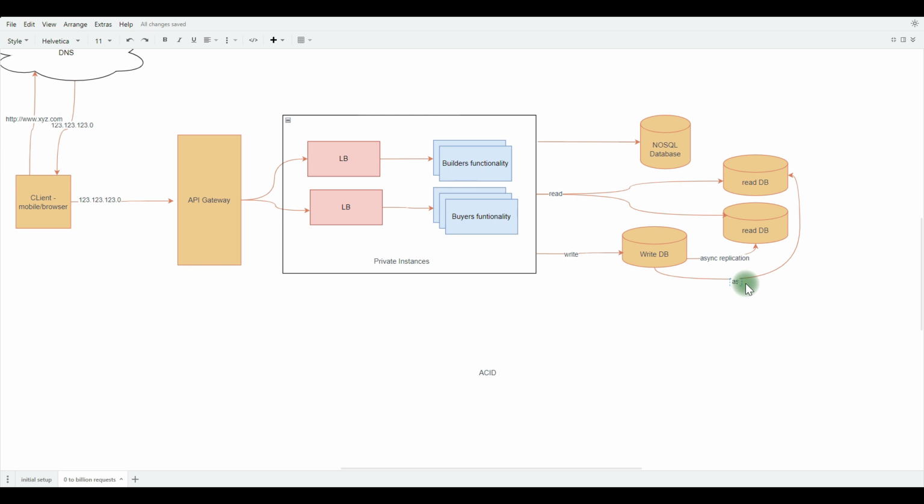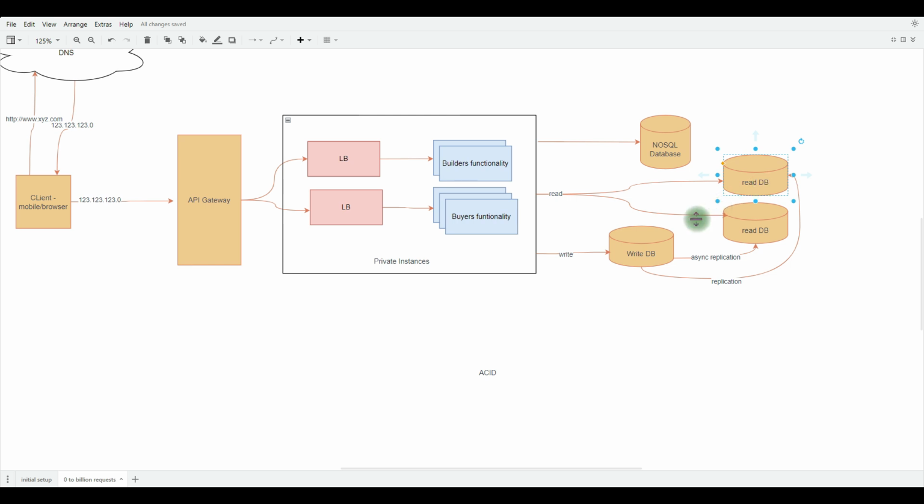Whether async or sync depends on the scenario. So I can say that simply replication. Whether it needs to be synchronous replication or asynchronous replication depends on the requirement actually. So whatever write operation is coming and the data is being created on this write DB, the same set of data will be replicated to the read instances also.